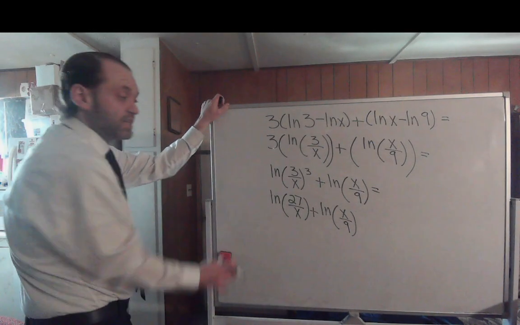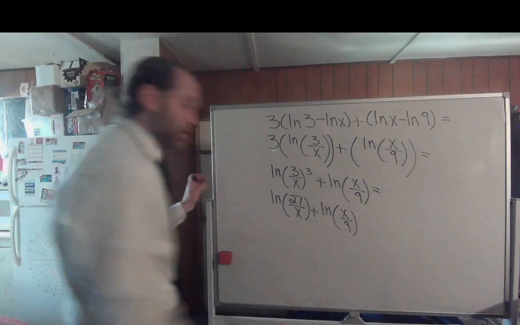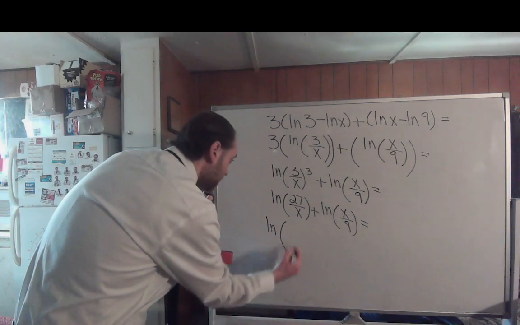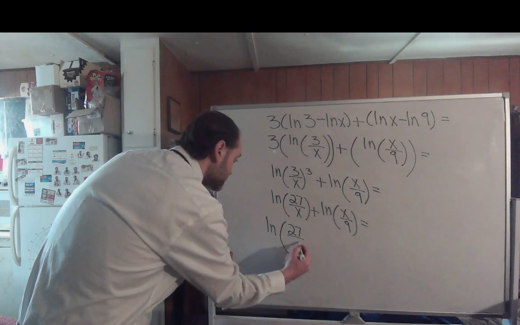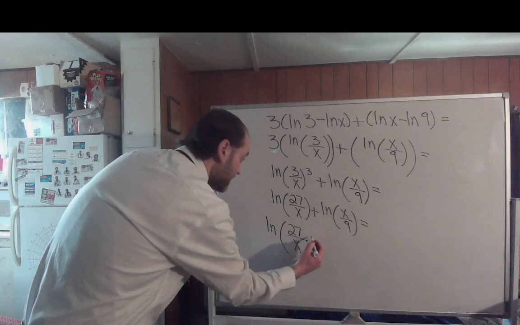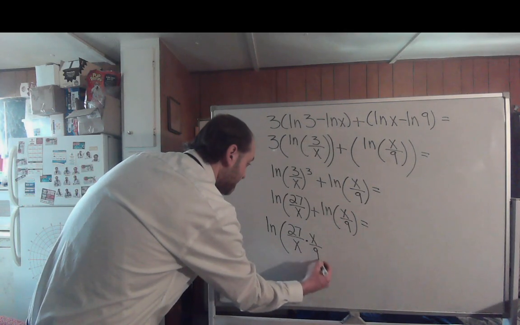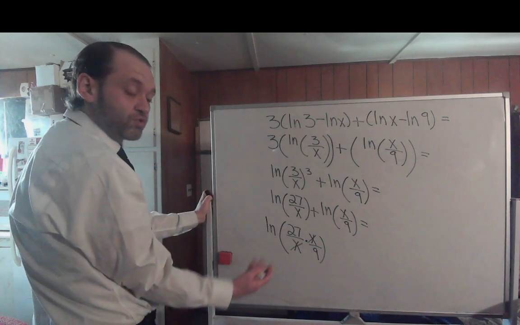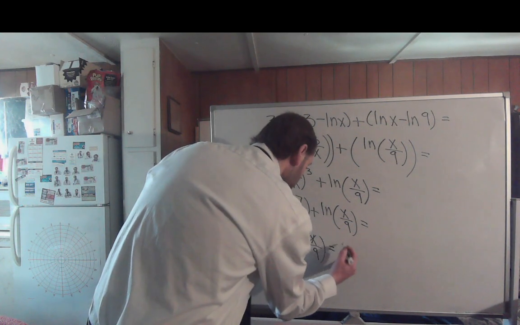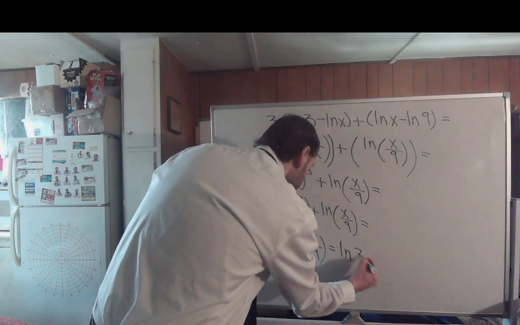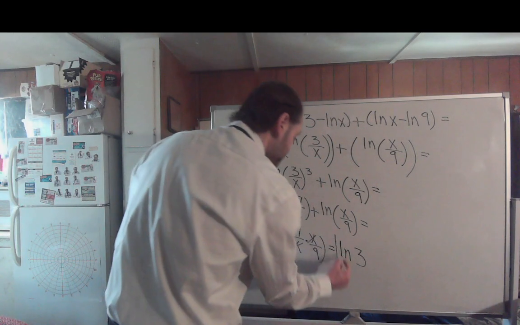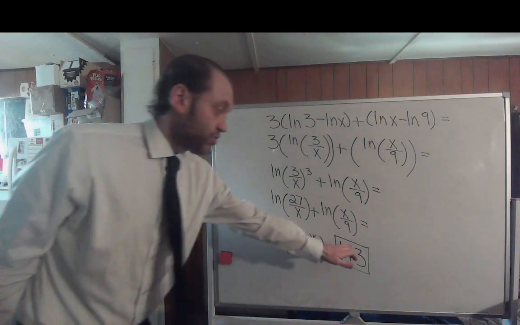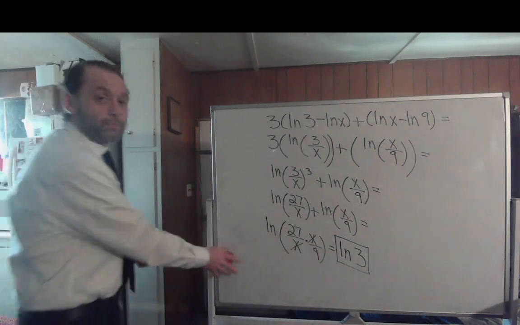Now that you have the sum of two logs, you can apply the product property, which would give you the natural log of 27 over x cubed times x over 9. Well, x's cancel out. You just have the natural log of 27 over 9. This really simplifies into the natural log of 3. So the answer you should get in the end is just the natural log of 3.